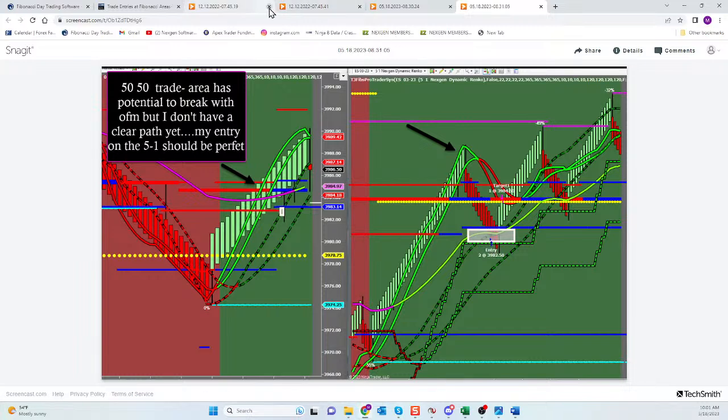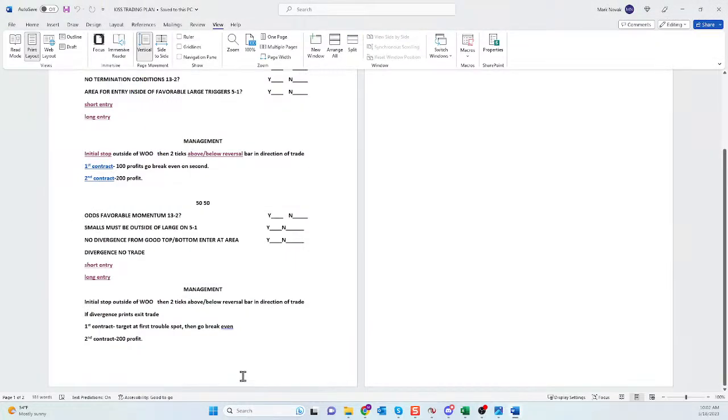And then guys, medium probability trades mean that you manage assertively. So your management plan for a high probability trend trade isn't your management plan for a 50-50 trade. This is one of the things you have to realize. So the initial stop, again, outside the window of opportunity, reversal bar, none of that changes.